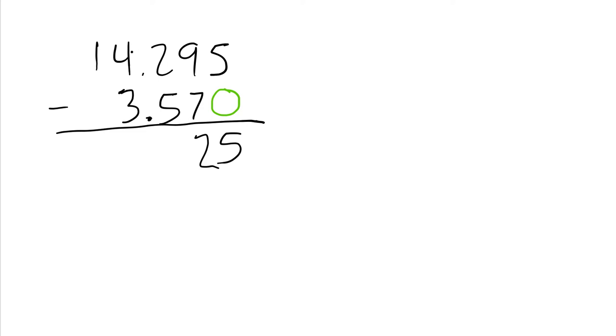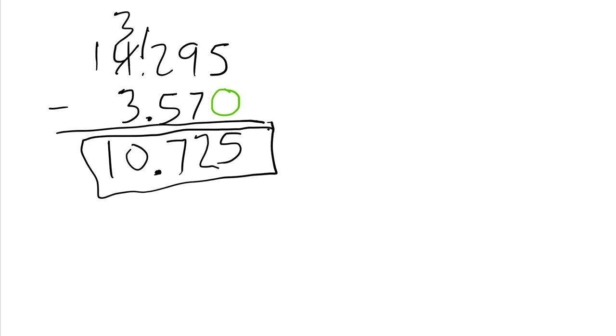So what we do is we regroup, or some people call it borrowing, from the ones place. So now there's 3 there, and we put that 1 there. So that's 12 tenths minus 5 tenths. 12 minus 5 is 7. Our decimals are lined up, so we put a decimal right there. We subtract the ones. 3 minus 3 is 0. And then 1 minus 0 is 1. So 14.295 minus 3.57 is 10.725. There's our final answer there. Awesome. Subtracting decimals.